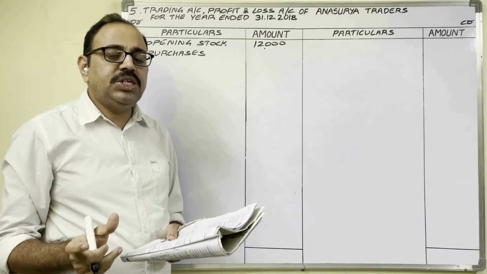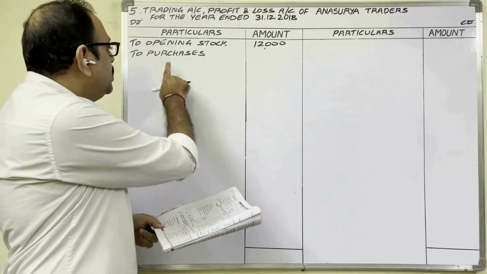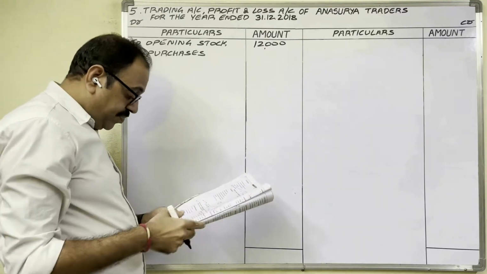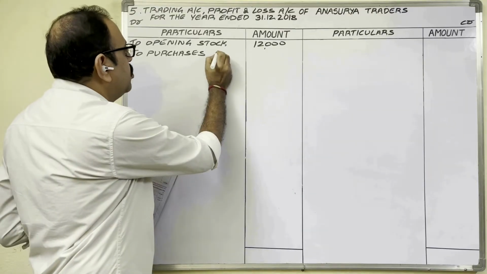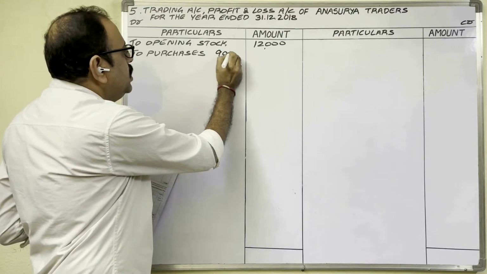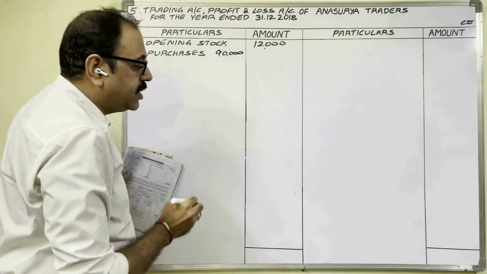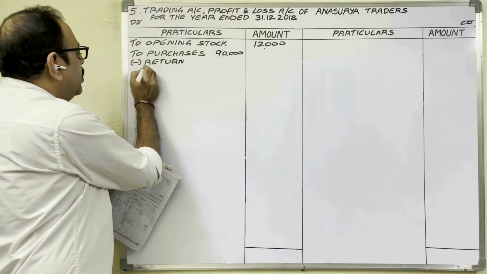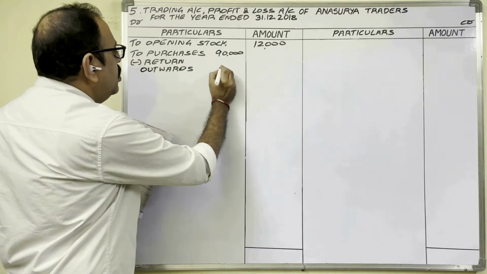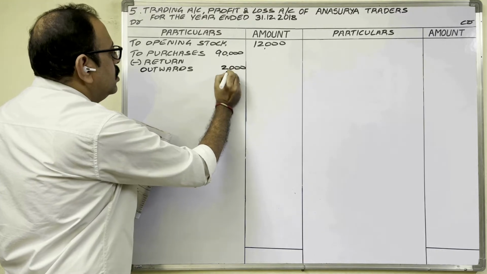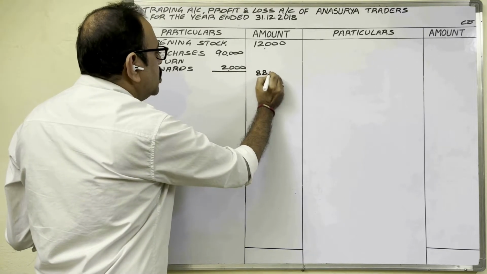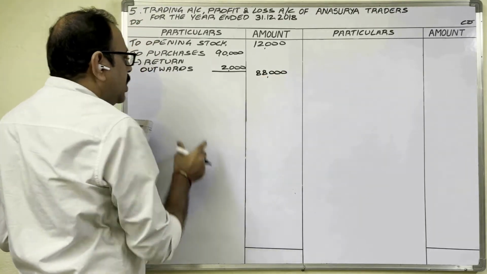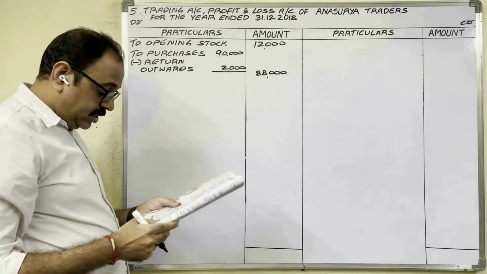So as purchase returns are given in the question, we write purchases in the inner column. Purchases amount 90,000 rupees. Purchase returns we have to subtract. Minus return outwards 2,000 rupees. The remaining amount in the outer column is 88,000 rupees.